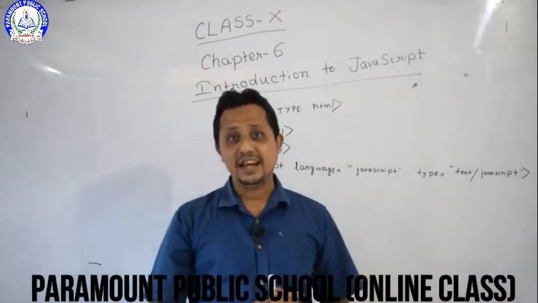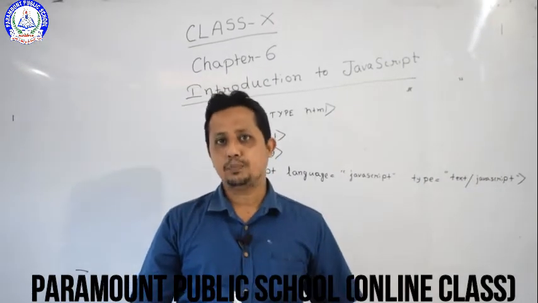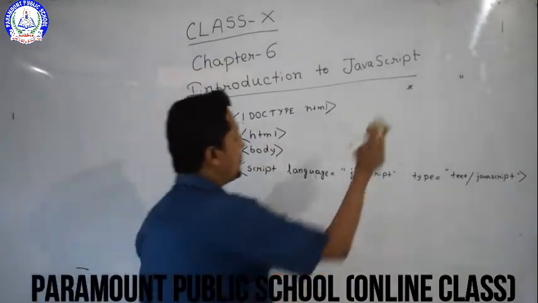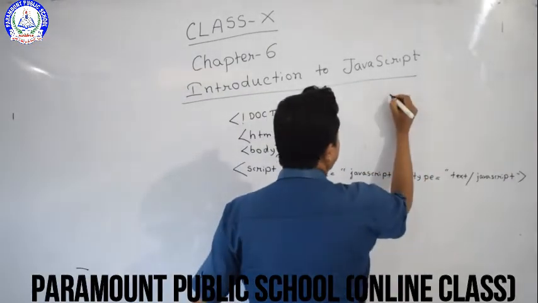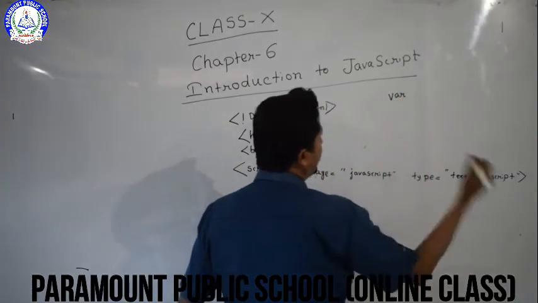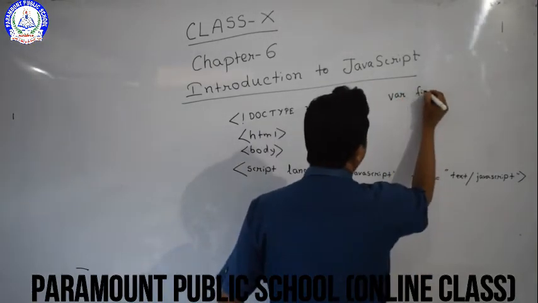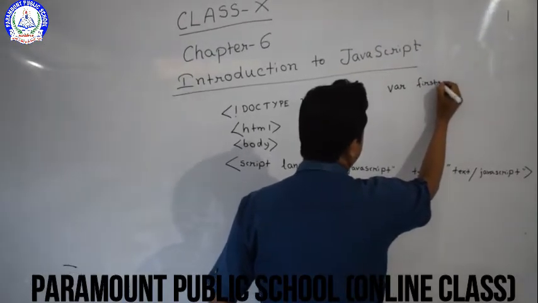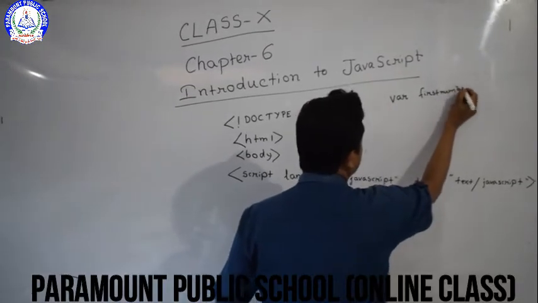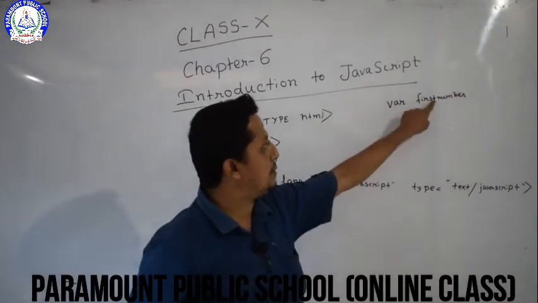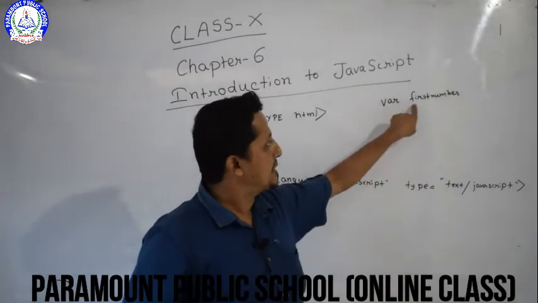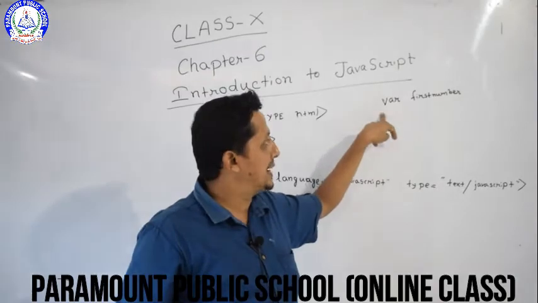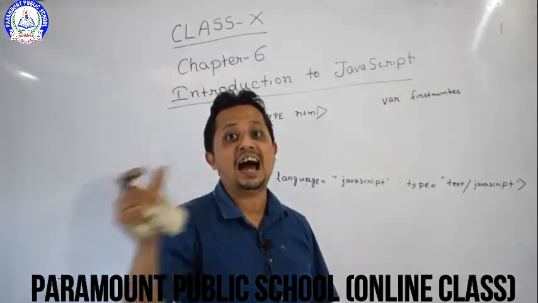Now how can we declare a variable? Basically we can declare a variable like this: var. Suppose my variable name is firstnumber, so we write var firstnumber. Here I have not given any blank space. So firstnumber is a variable name, and this is how we declare a variable. We declare a variable with the word var, meaning variable.